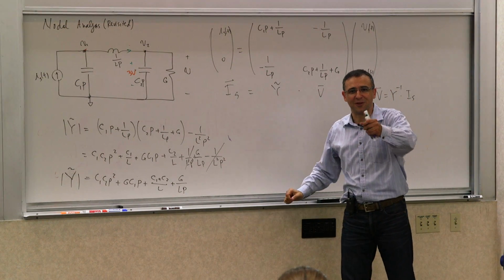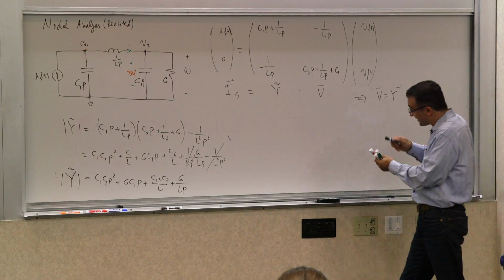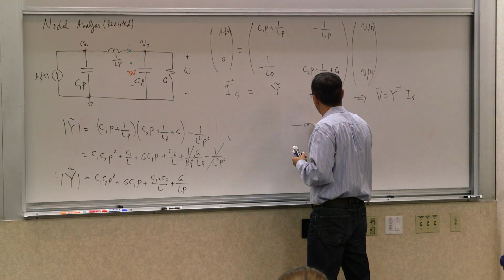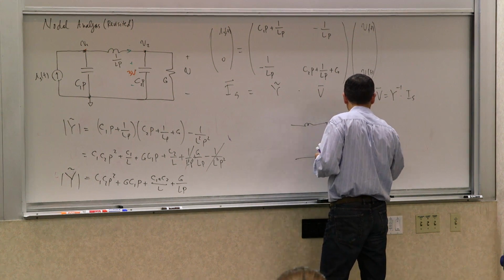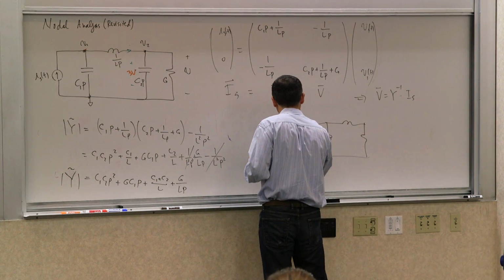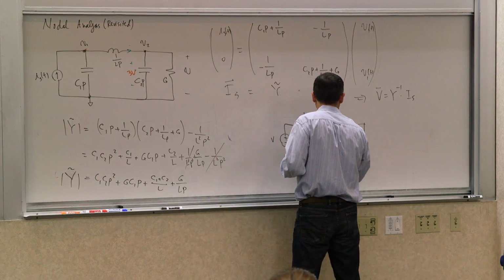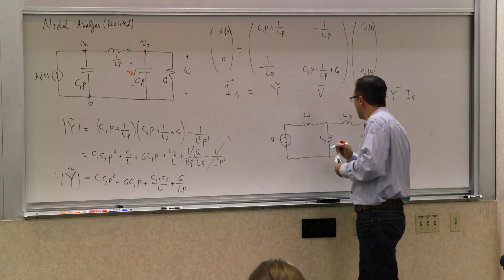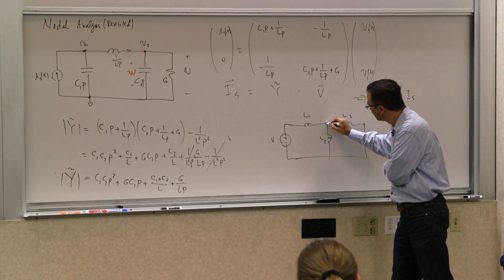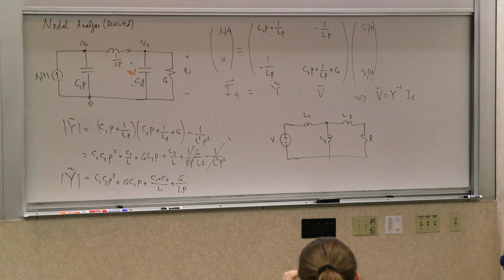So I took the brave one and I gave her all the hard ones. But here's another one. This is a tricky one. Think before you answer. What is the order of this system? 3 inductors, like that.